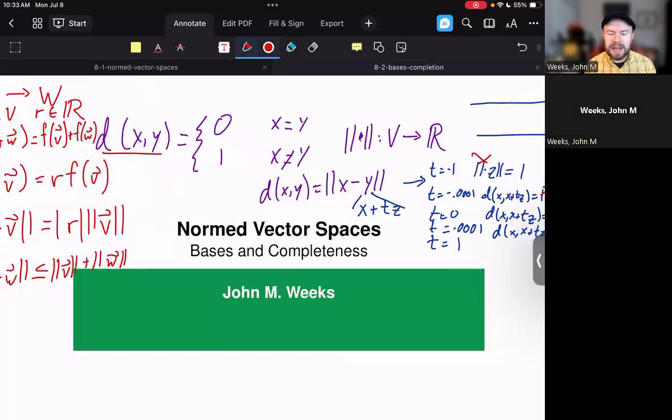So now that we're in normed vector spaces, we get to kind of juggle a little bit. All of our normed vector spaces are also metric spaces, given this.